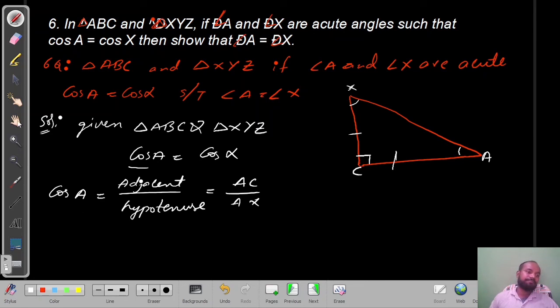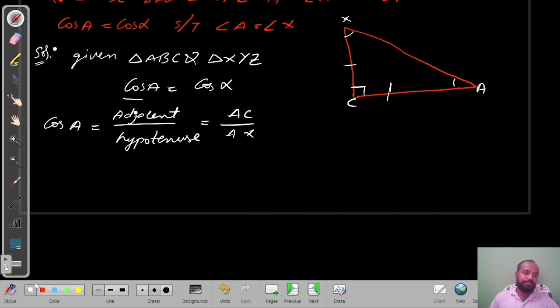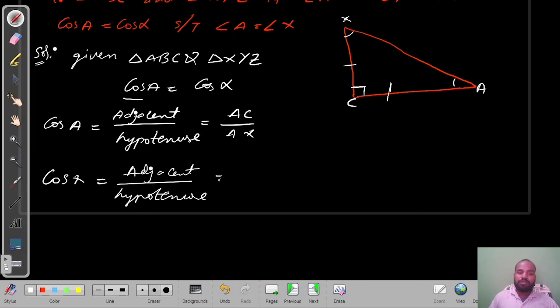Cos A is completed. Next, cos X. What is cos X here? The cos X formula is the same, adjacent by hypotenuse. So what is adjacent here? Adjacent is CX. Next, what is hypotenuse here? AX.